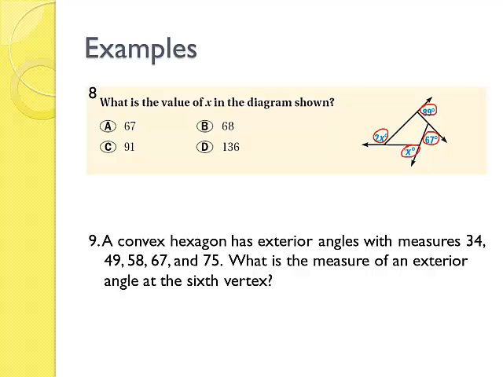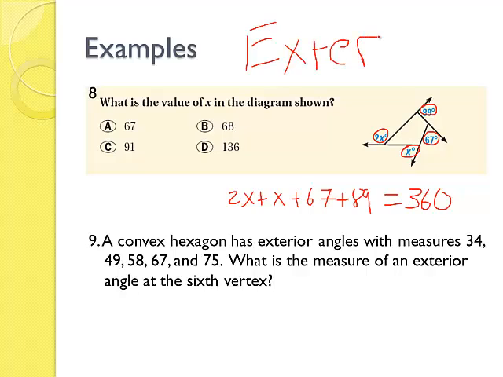So the algebraic method to solve this is, again, 2x plus x plus 67 plus 89 will always equal 360 degrees, because they're exterior angles. This does not work for interior angles. Interior is n minus 2 times 180. Exterior is always going to be 360 degrees. Once you solve, you should get x equaling 68.